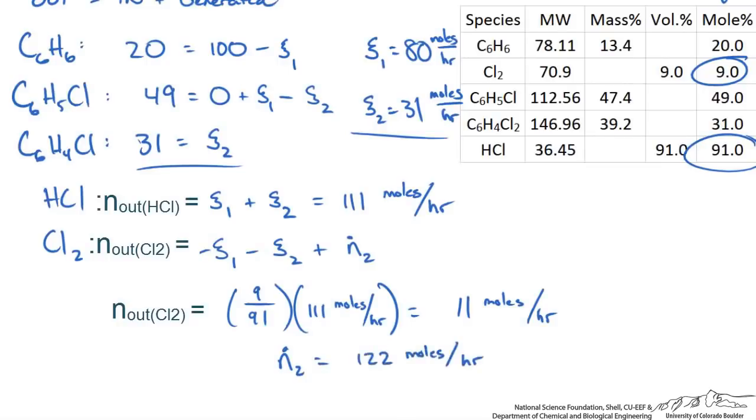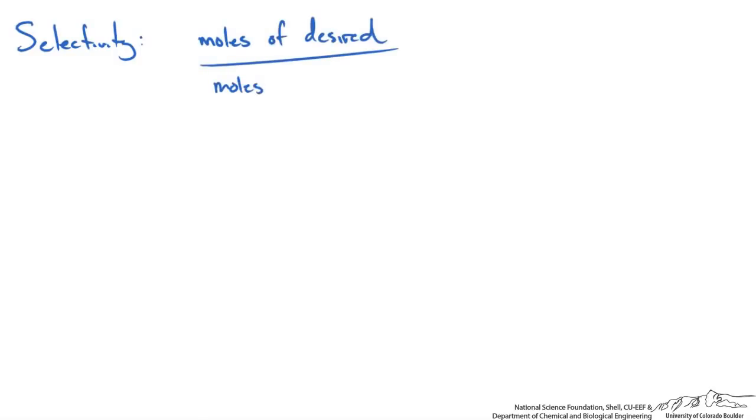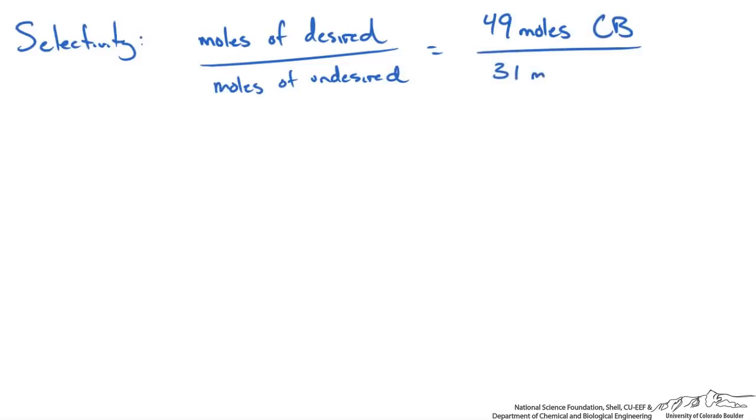We wanted the selectivity and the volume of the gas produced. So selectivity in our liquid stream is just the moles of our desired product over the moles of our undesired product. So if we go back to our composition, this was 49 moles of our chlorobenzene over 31 moles of our dichlorobenzene. This gives us a selectivity of about 1.6.